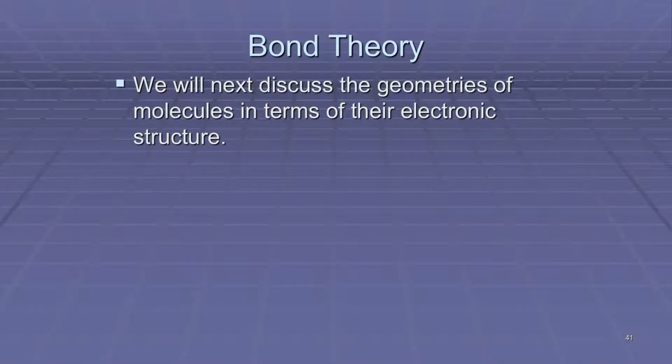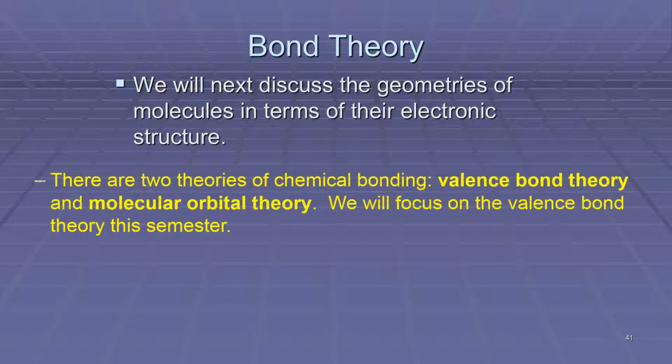So the next thing we're going to do is discuss the geometries that the molecules will make. Remember that a Lewis dot structure is only two-dimensional, and so it doesn't really show what the molecule actually looks like. There's actually two theories for chemical bonding, the valence bond theory and the molecular orbital theory. We're going to focus mainly on the valence bond theory. If you're interested in molecular orbital, that's in the balance of chapter 10, which we're not going to get to this semester.